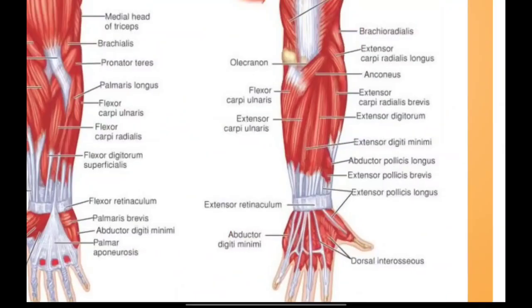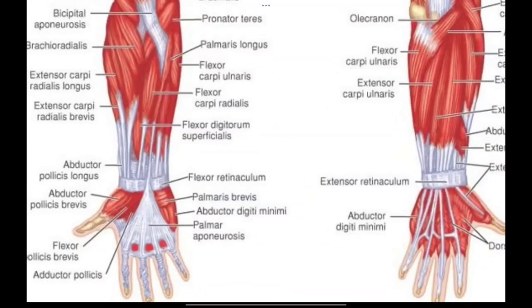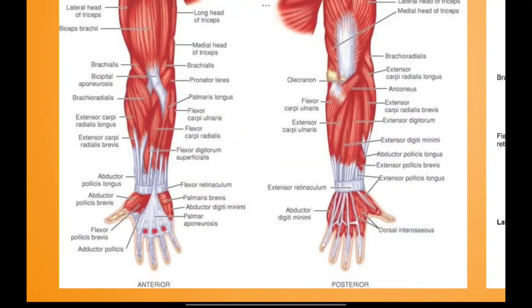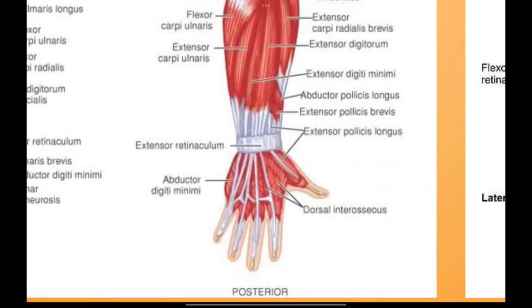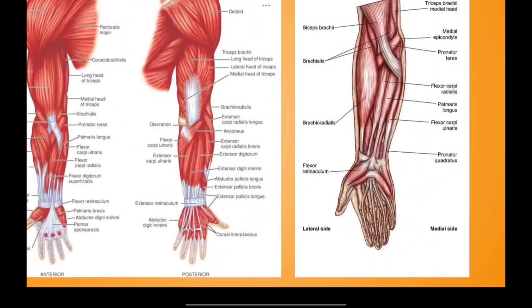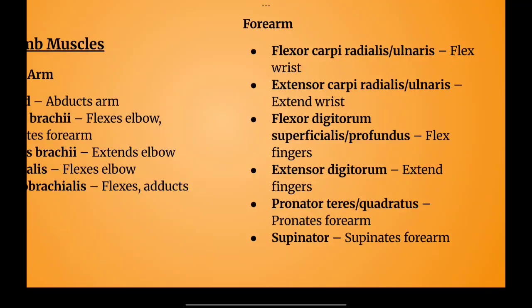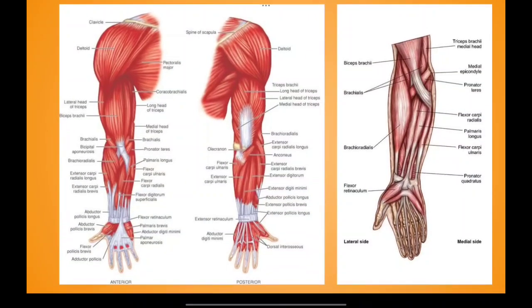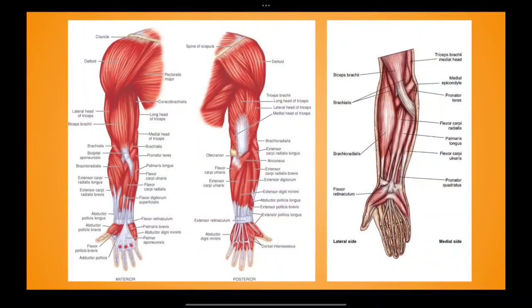This diagram, yeah. Flexor digitorum. So you can see the different muscles over here as well. Extensor digitorum, which is present here in this image. Then we have pronator teres or quadratus. It helps in the movement of the forearm, and supinator, which supinates the forearm. All these are the different names of the muscles.